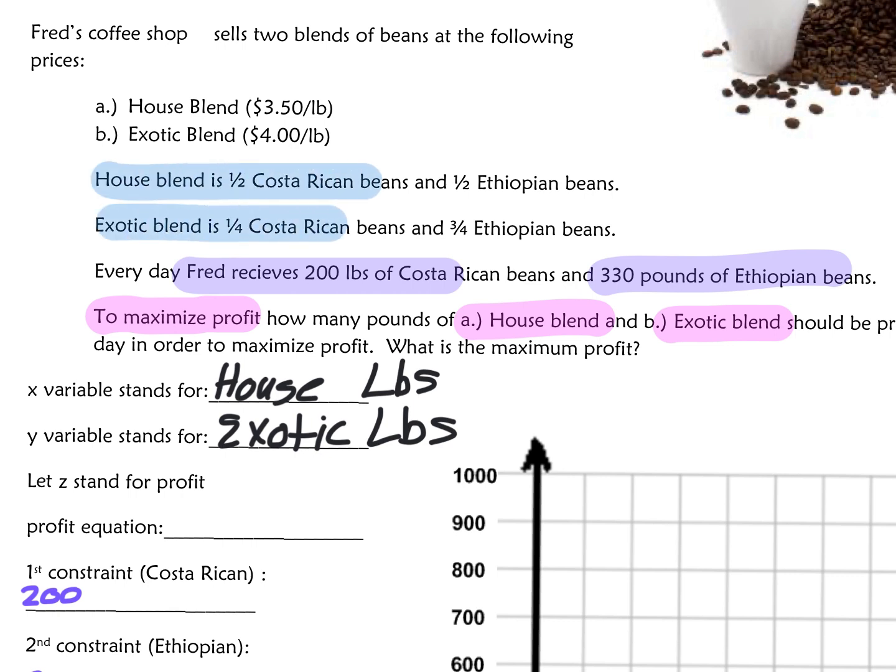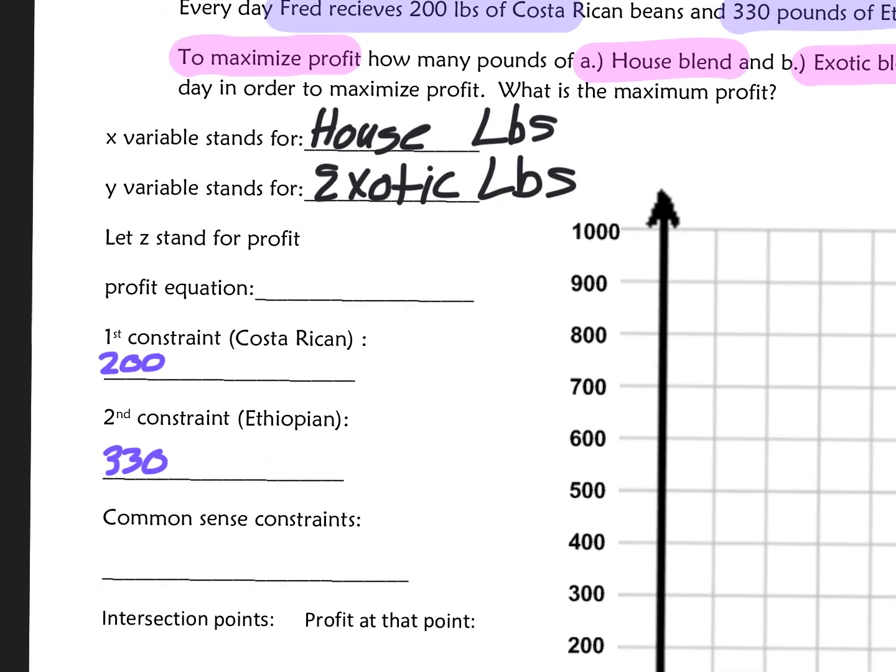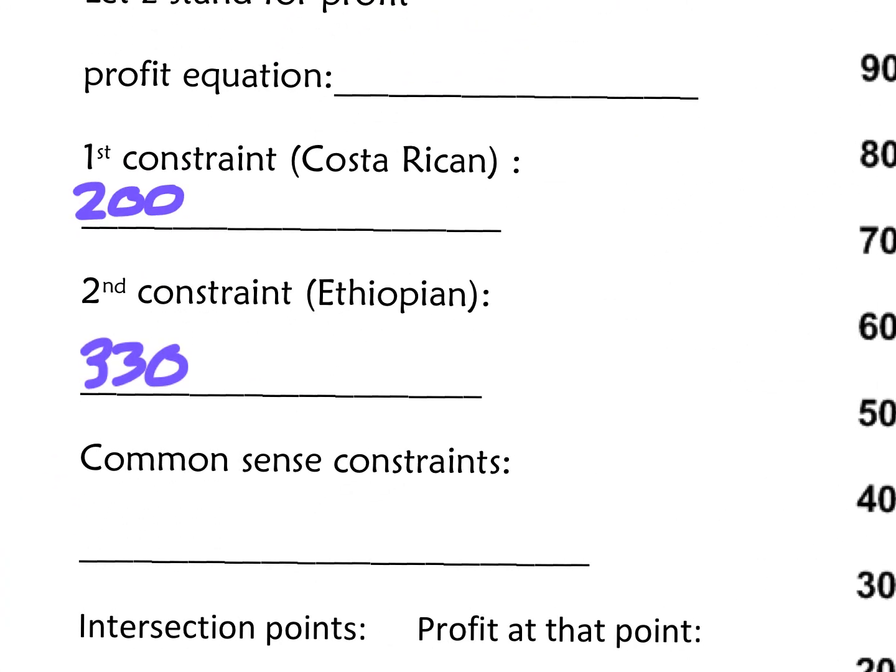And then if I go back up here, what else has to do with that supply line? Well, for the Costa Rican beans, the house blend is half Costa Rican, the exotic blend is a quarter Costa Rican. So we are going to use that to write the other half of our inequality. So half of the house blend is Costa Rican beans, so that's why it's 1/2 X. And then 1/4 of the exotic blend is Costa Rican. And he can't use beans he doesn't have, right? So however much he makes over here has to be less than or equal to 200 because that's all he's got to work with.